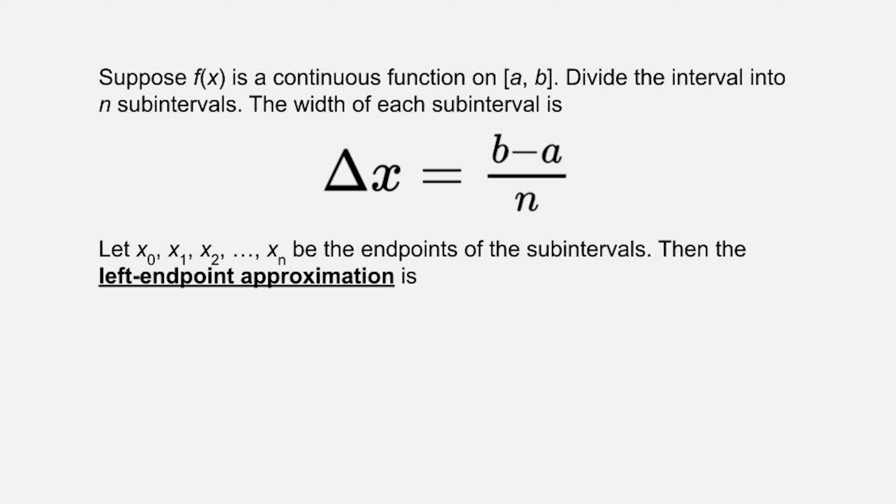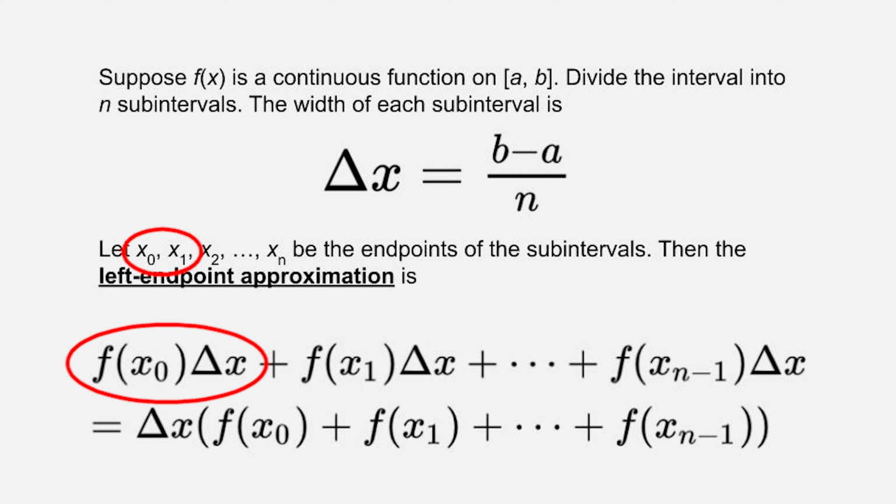And we're generalizing this to let n be the number of rectangles, and that's why the last endpoint has to be xn. In the picture earlier, there were 4 rectangles, and that's why the last endpoint was x4. But now that we have the endpoints of the subintervals and the width of each subinterval, we have enough information to find the area of each rectangle. And again, we're using the left endpoint approximation.